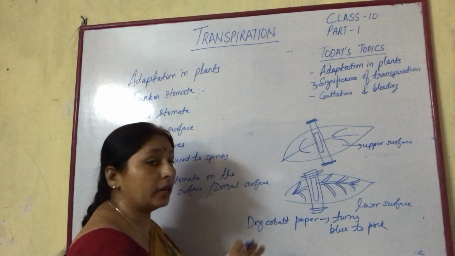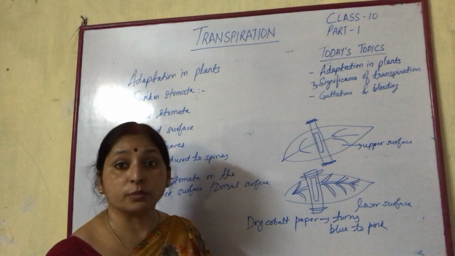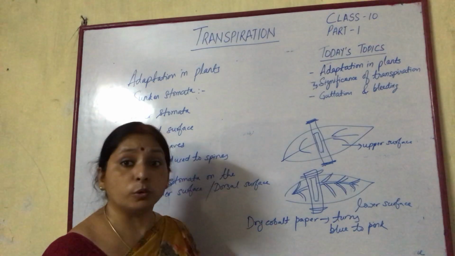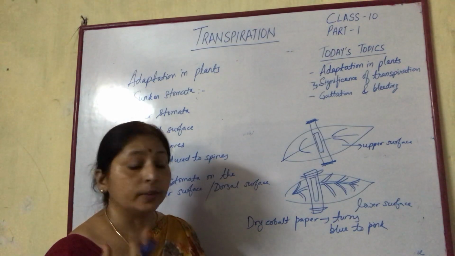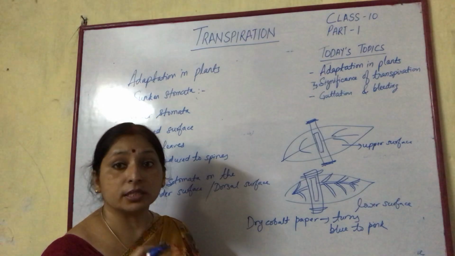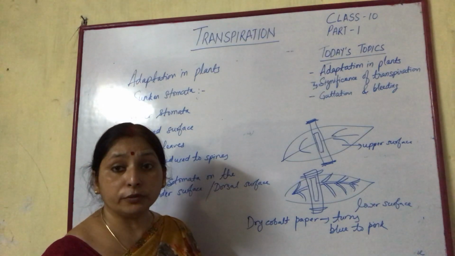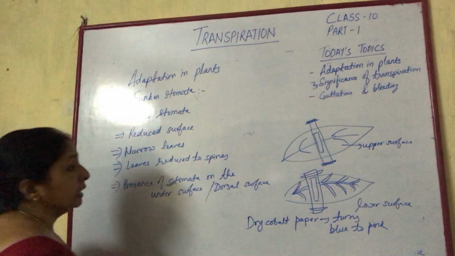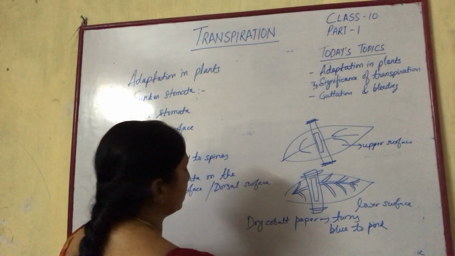While in this one, the lower surface, the number of stomata is more. More stomata means more evaporation, more transpiration, and the cobalt paper changes within a few minutes into pink. So this is the experiment to show that. Then the next is the significance of transpiration.